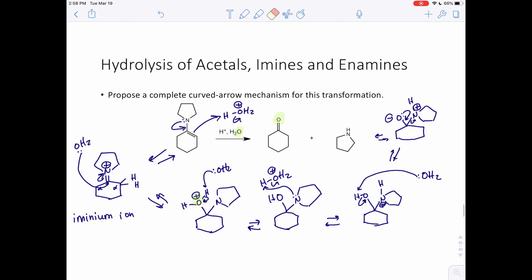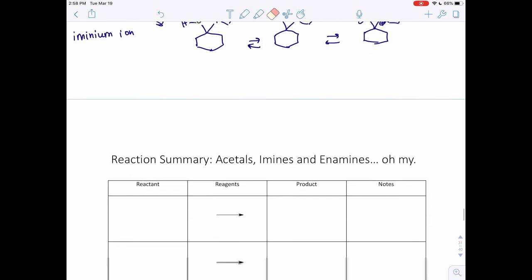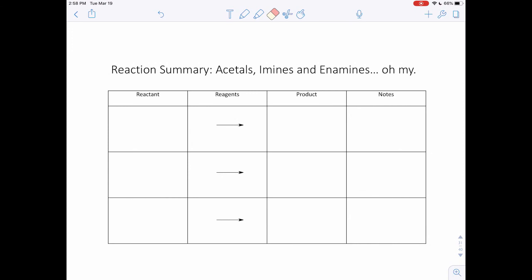What is there left to do here? Well, you can label all these steps as proton transfer, elimination, nucleophilic addition, and really think carefully about each of them. And then you should summarize these hydrolysis reactions.